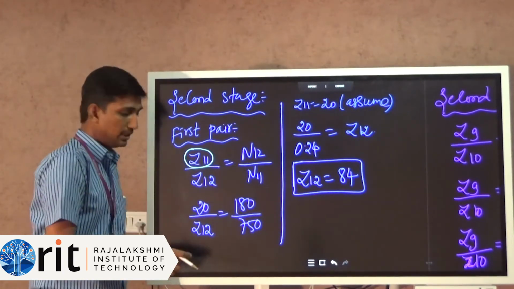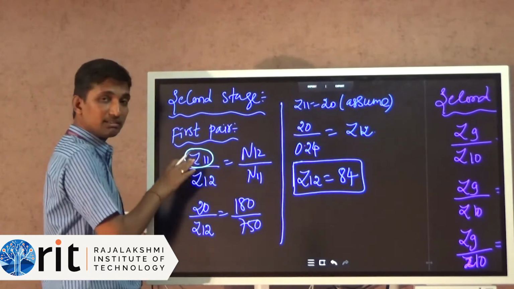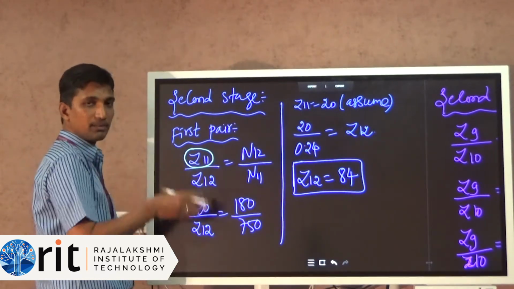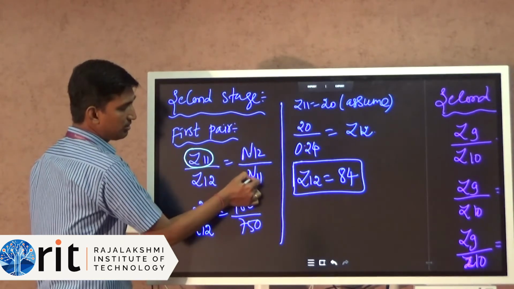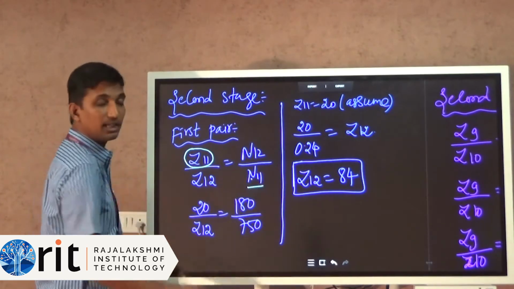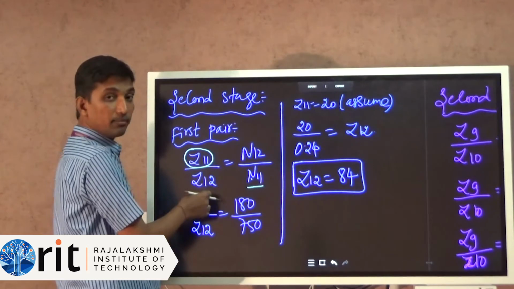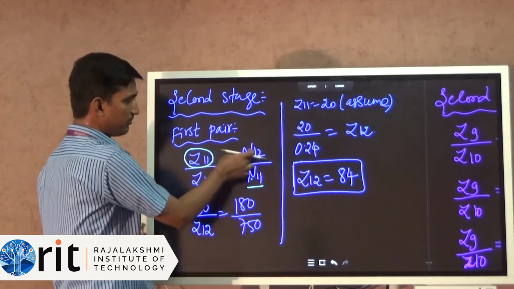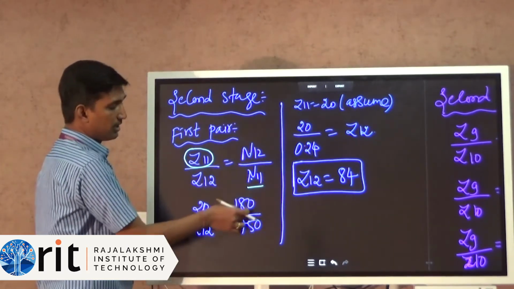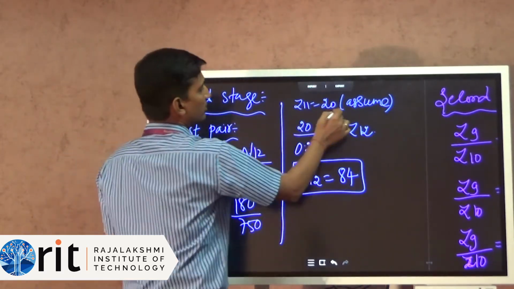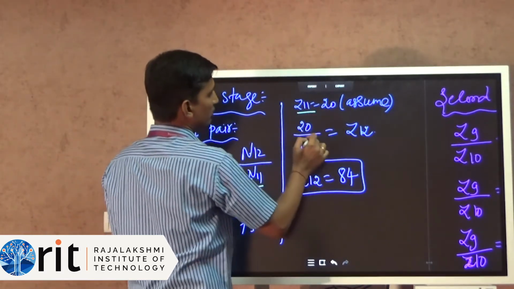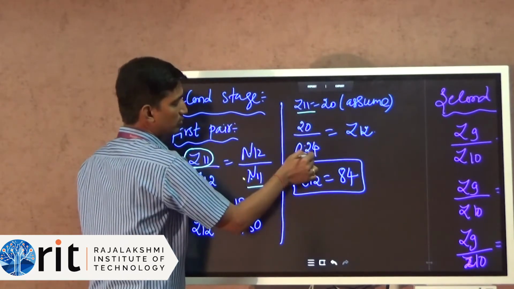N12 is nothing but the minimum RPM which can be obtained from the maximum RPM. I am going to substitute this value over here. Then similarly, this is N11. This N11 is the maximum RPM for this minimum RPM. Now I am going to substitute this value over here. Then since I have assumed Z11 is equal to 20, I am substituting all the values over here.